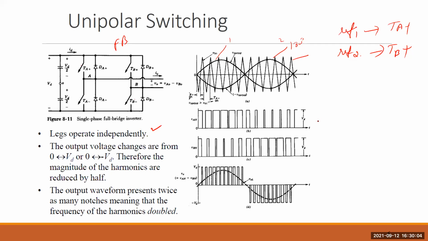Otherwise TB plus is on. If TA plus is on, this is not. Otherwise, if TB plus is on, then it is negative.